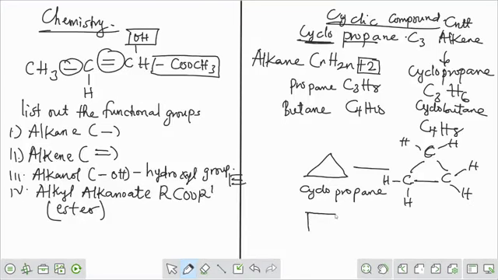But if it's butane, you know that it is 4 sides. You now draw a square with 4 sides. So this is cyclobutane.